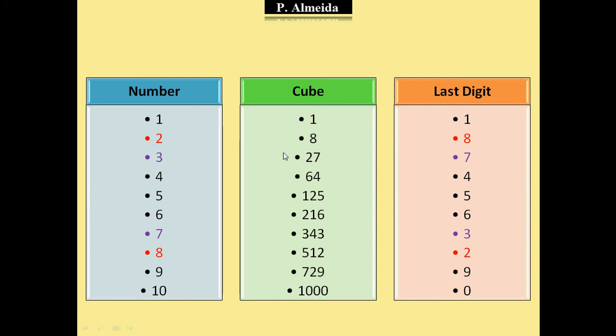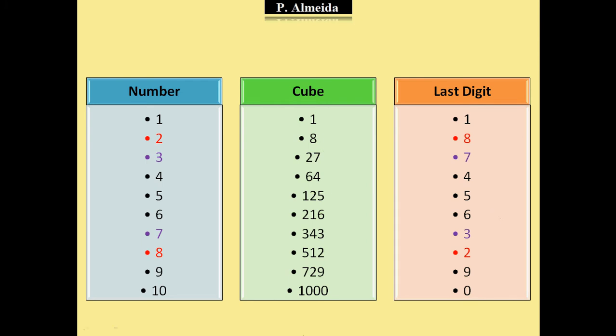The cube of 3 is 27, so the last digit is 7. And the cube of 7 is 343, so the last digit is 3, okay? So those are the only ones that swap.